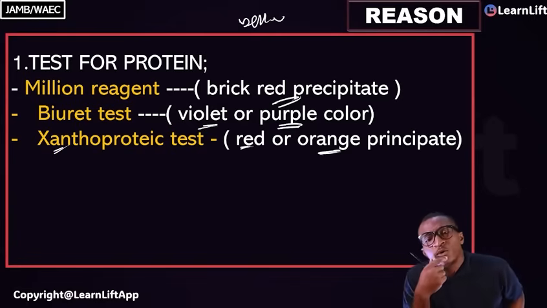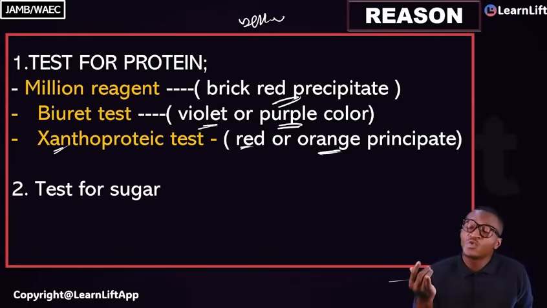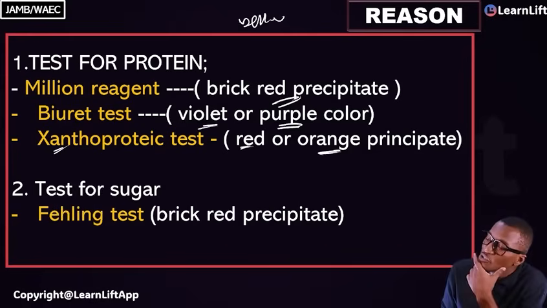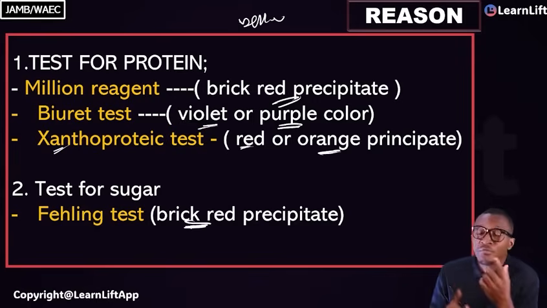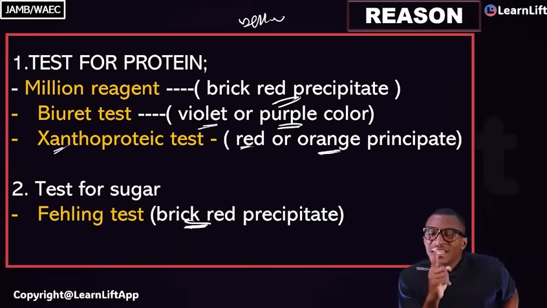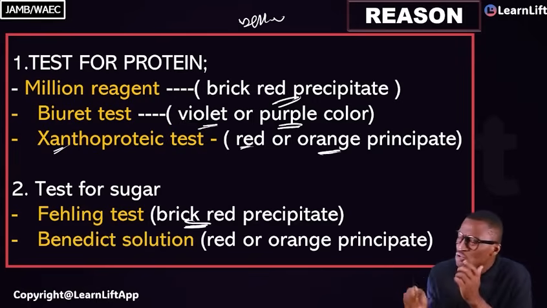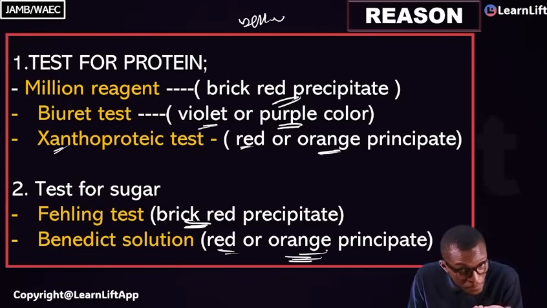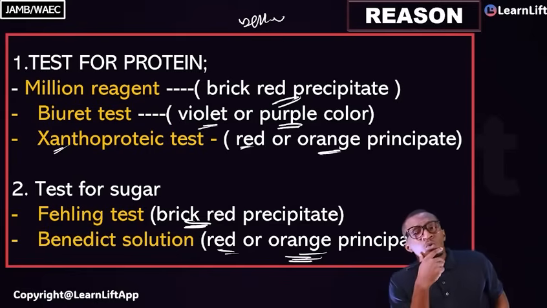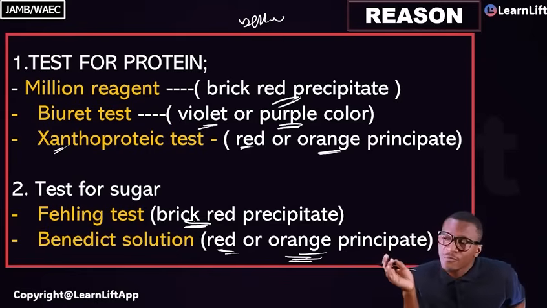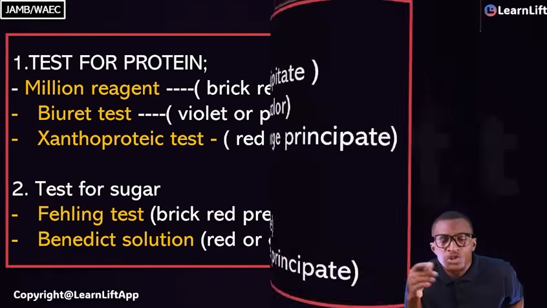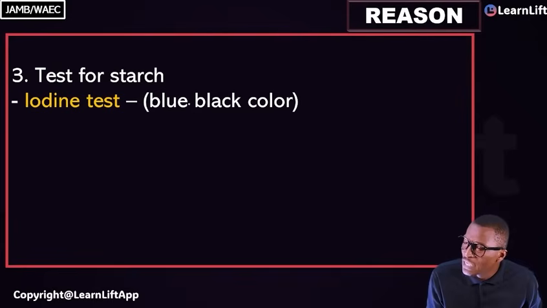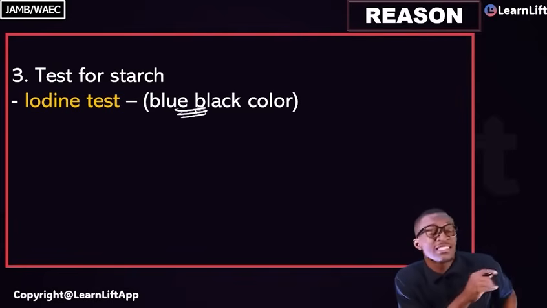Now let's talk about tests for your carbohydrates. On carbohydrate, we test for glucose, which is sugar. The first is your Fehling test, which is brick red precipitate. Brick red precipitate, that's your Fehling test. The second is your Benedict test, which will give you orange or red. Are you seeing it? And the next one is the test for your starch, which is your iodine test. Iodine test is blue black. Are you seeing? So that's the test for carbohydrate.